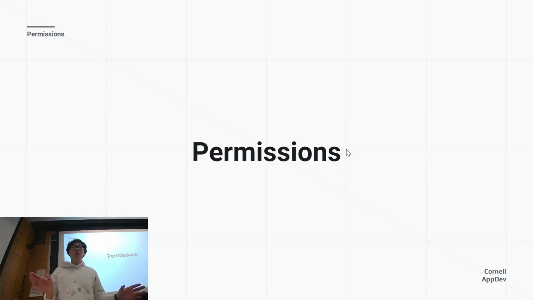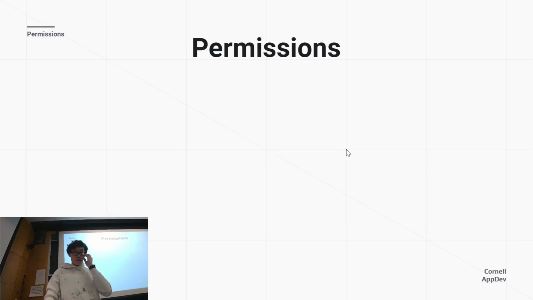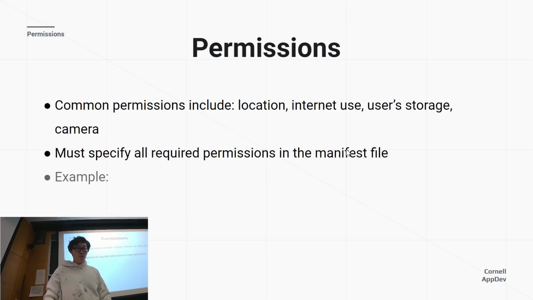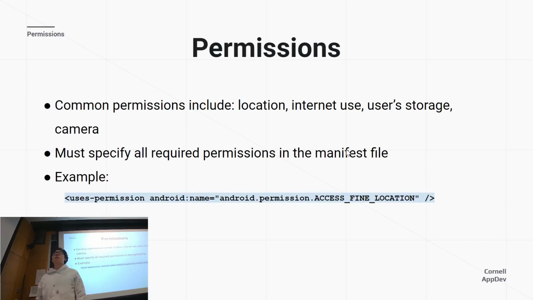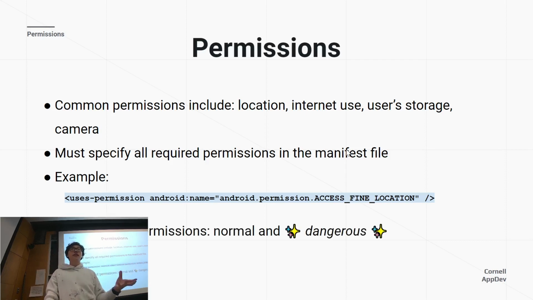So as we're talking about, now we've got permissions. Common permissions include location, internet use, user storage, and the camera. For specific permissions, you need to request them in the manifest file. For example, we have this one. If you put this line into the manifest, this will request access for your location.